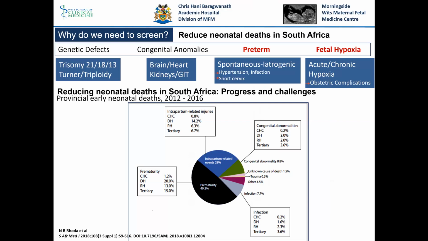I have listed four categories or groups of reasons why we have adverse outcomes. As you see from the pie chart below, the majority of neonatal morbidity and mortality is actually due to prematurity, and the second biggest group of adverse outcomes is intrapartum related events.